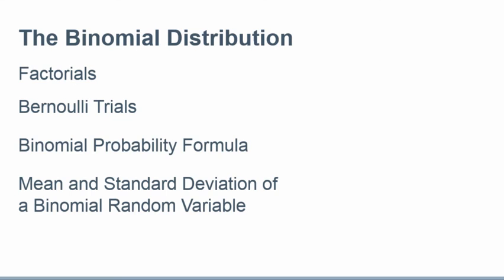The binomial probability formula says that if you have a Bernoulli trial, then you have n choose x times the probability of success to the x power times 1 minus the probability of success to the n minus x power. The mean and standard deviation of a binomial random variable are very easy to find. The mean is just n times p, where n is the total number of trials and p is the probability of success. And the standard deviation, sigma, equals the square root of n times p times 1 minus p.